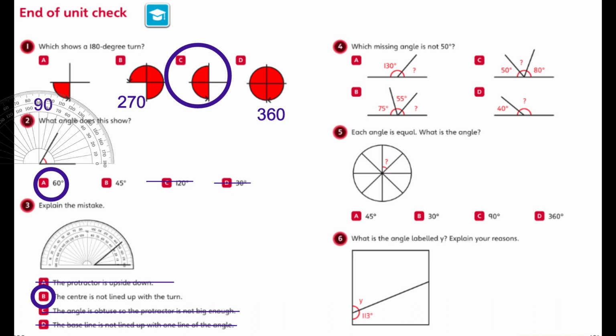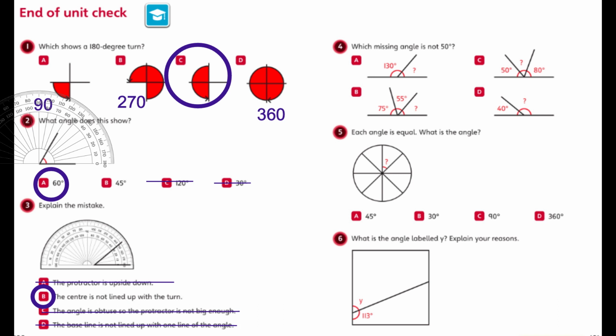It says, which missing angle is not 50 degrees? This is where it's important to read questions carefully, because if you didn't notice the not, you might have circled the very first one. So take a look and figure out which of those is not 50 degrees for the missing angle. Alright, so how would you go about working this out? Well, in all of these diagrams that we see, the angles are on straight lines. That means those angles on those straight lines should add up to 180 degrees. So we can figure out the missing angles by subtracting the angles we know from 180.